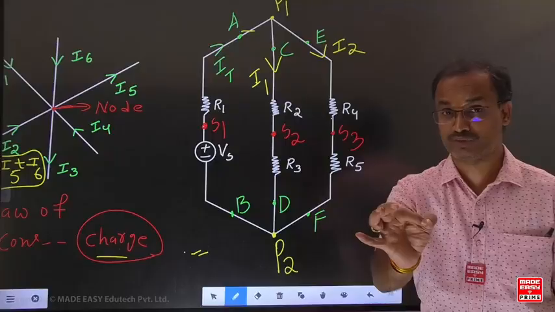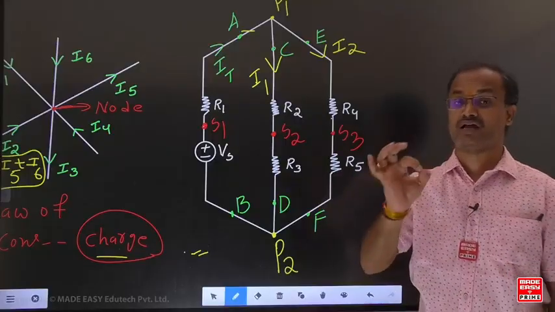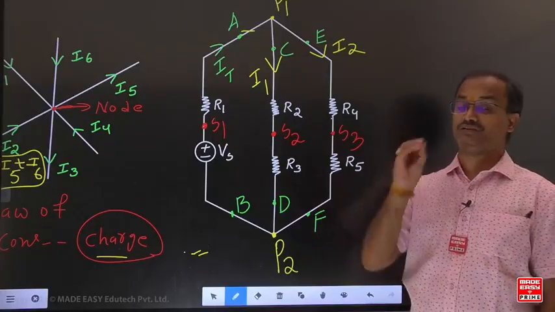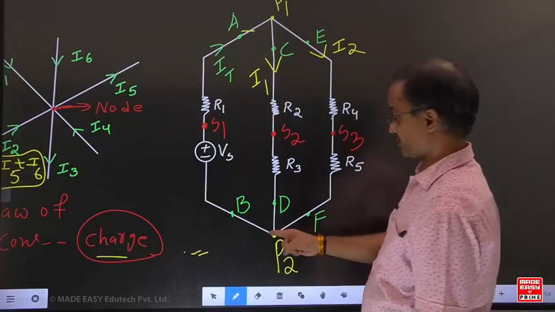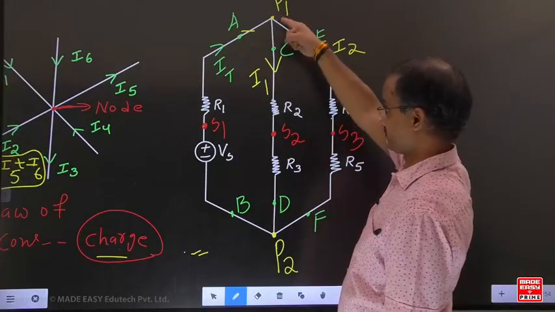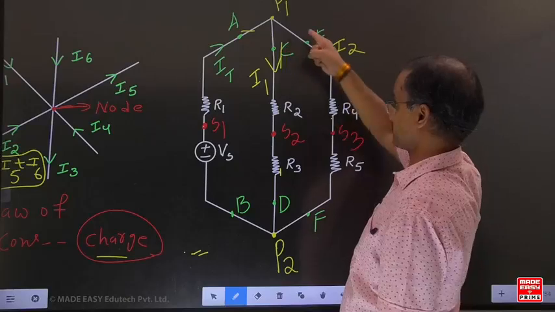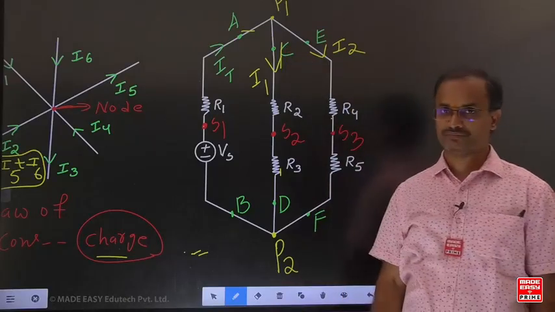Independent path means in that path only one current has to be circulated. Which current is circulating here? IT current. Which current is going here? I1 current. Which current is going here? Only I2 current.